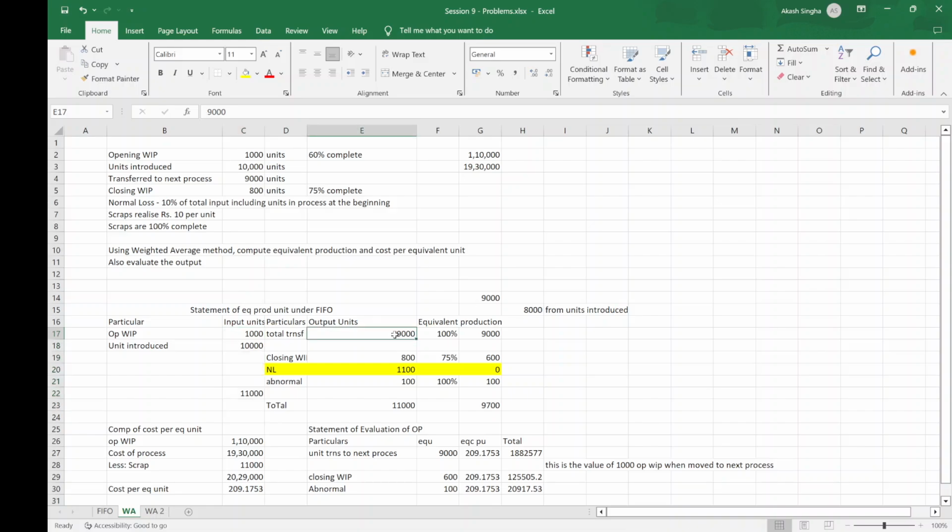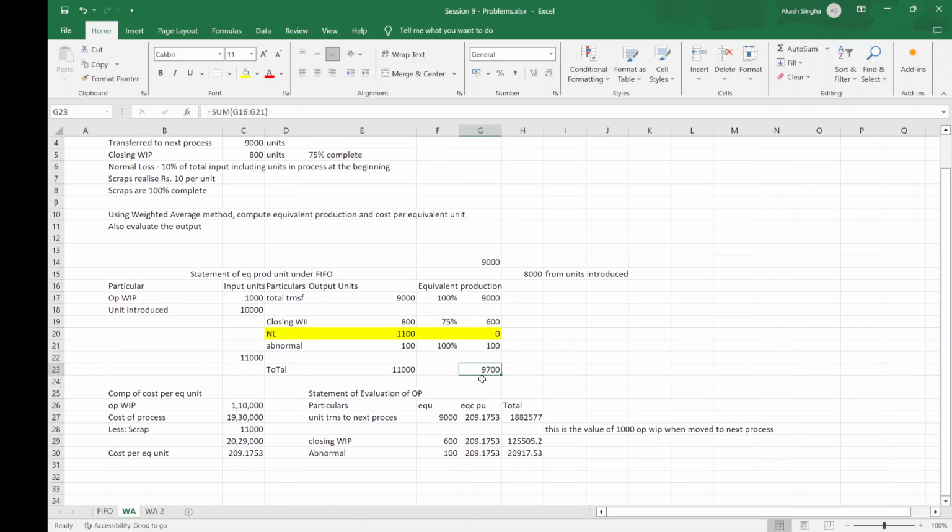Total transferred unit is 9,000 and 100% we will take as equivalent to calculate 9,000. Okay, and with that, closing work in progress is 800, whose 75% we have done. So 600 unit production, 1100 we won't take, abnormal is 100, again same. So total equivalent production we have done is 9700.